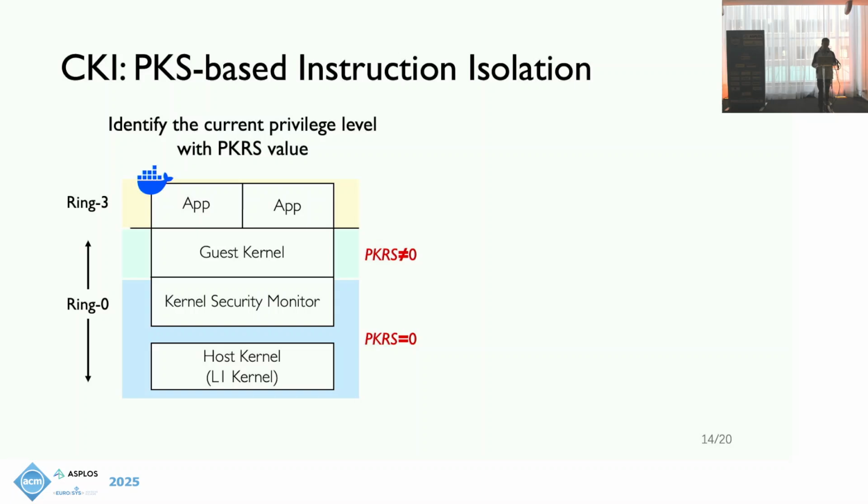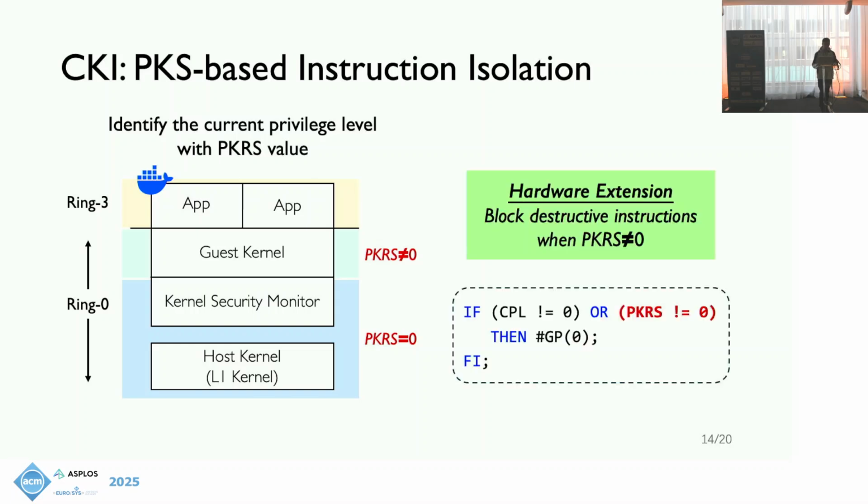CKI proposes a lightweight hardware feature on PKS for instruction isolation. It relies on the PKRS value to identify the current privilege level. The PKRS value is non-zero when the guest kernel executes, which represents the limited memory view, as we use PKRS for memory isolation. While the monitor and the host kernel execute, the PKRS value is 0, which represents an unlimited memory view. So the extension blocks destructive instructions when PKRS is non-zero, so that running these instructions in the guest kernel will result in an exception.